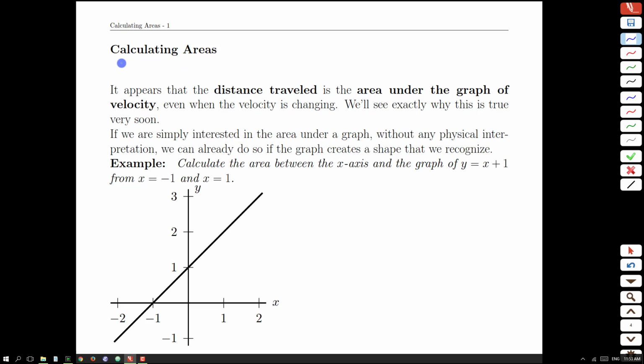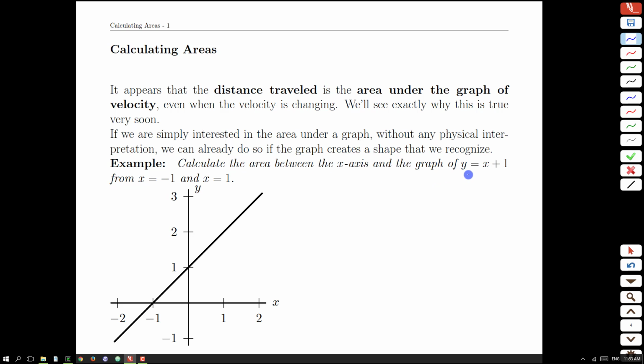In this video, we're going to look specifically at the way we can calculate areas based on previous knowledge. The reason we want to look at this is because, starting with our physics examples, if we want to figure out how far we've traveled in a scenario and all we have is the velocity, the connection between those two properties, distance traveled and velocity, is going to be the area underneath the graph of the velocity. So, we've now identified a more general problem, calculating the area underneath a graph.